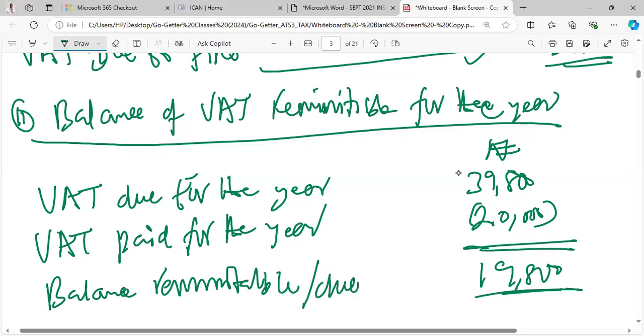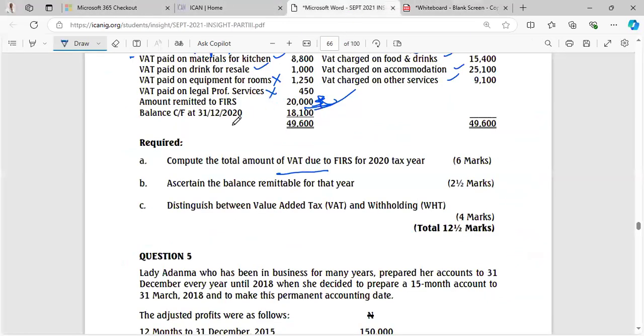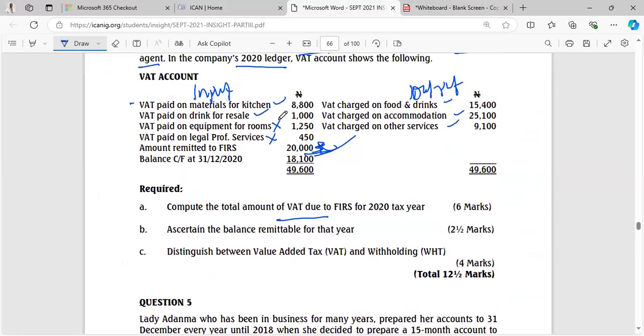Due is 19,800. This is not to be confused with this 18,100. This is not the balance remaining for the year to be paid. This is as a result of these two that were deducted. If you add back this 1,700 to this 18,100, you will get 19,800 that you have here. But you see, when we were doing our input VAT, we didn't take this, so it can never be this balance that we have here.